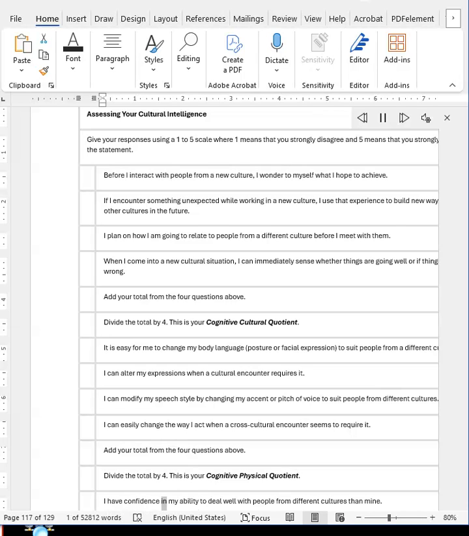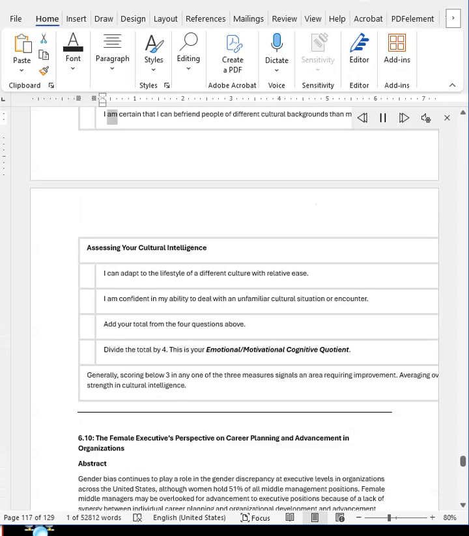I have confidence in my ability to deal well with people from different cultures than mine. I am certain that I can befriend people of different cultural backgrounds than mine. I can adapt to the lifestyle of a different culture with relative ease. I am confident in my ability to deal with an unfamiliar cultural situation or encounter. Add your total from the 4 questions above. Divide the total by 4. This is your emotional/motivational cognitive quotient.